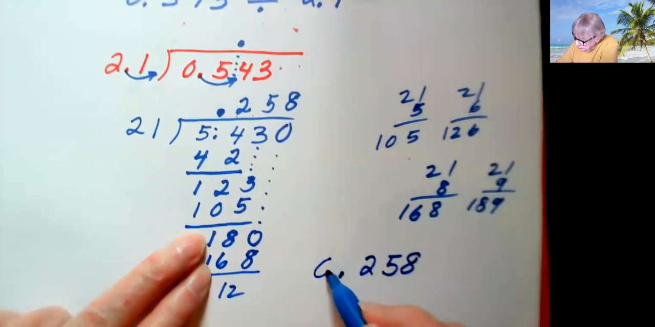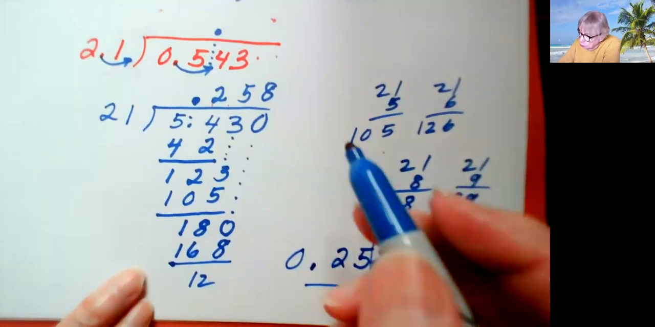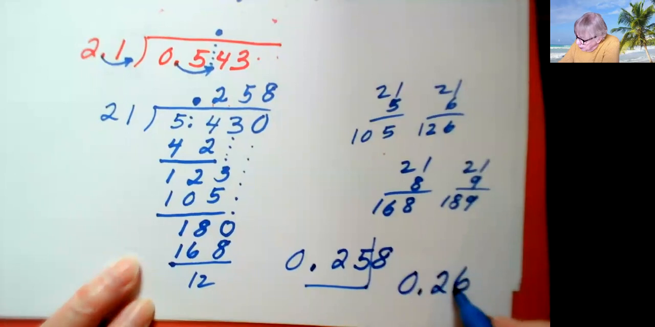0.258. I need to round to the hundredth place. Once I knew this was a large number, 5 or more, I knew what had to happen here. And so the 5 needs to go to 6. So that's my final answer. Rounded to the nearest hundredth, it is 0.26.